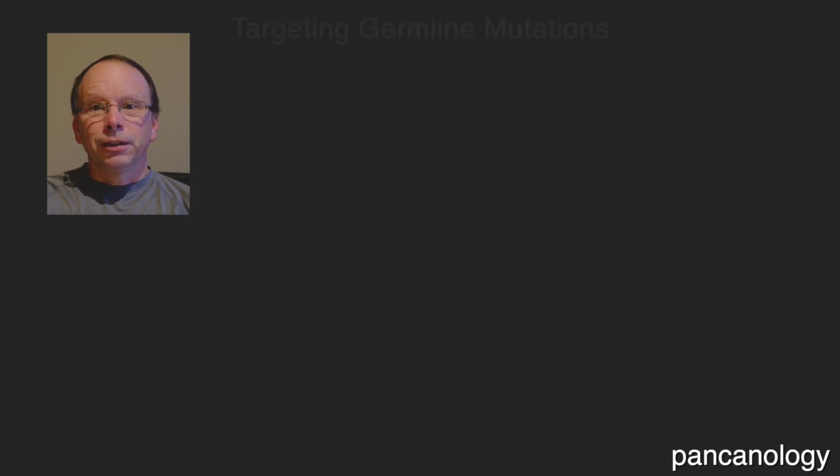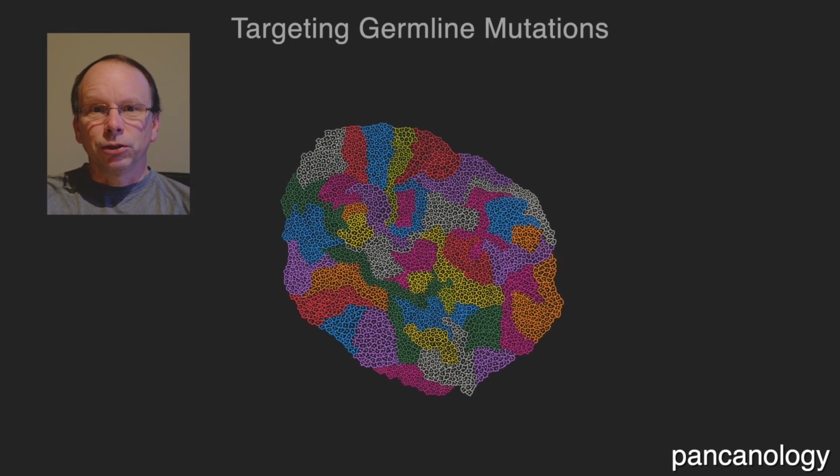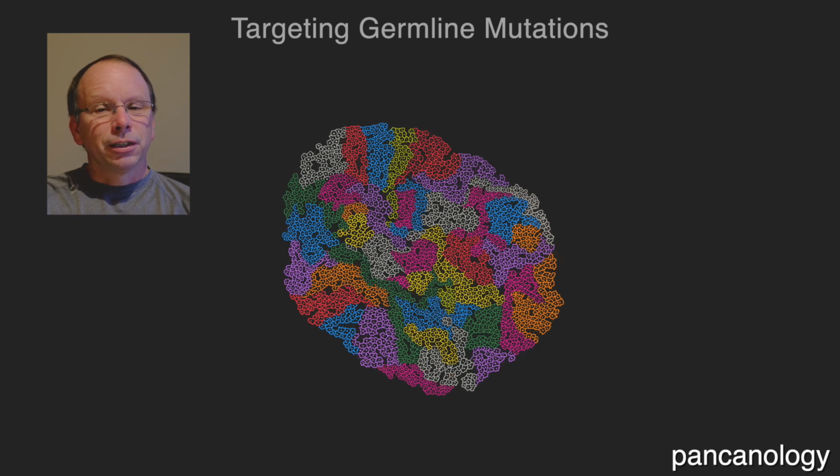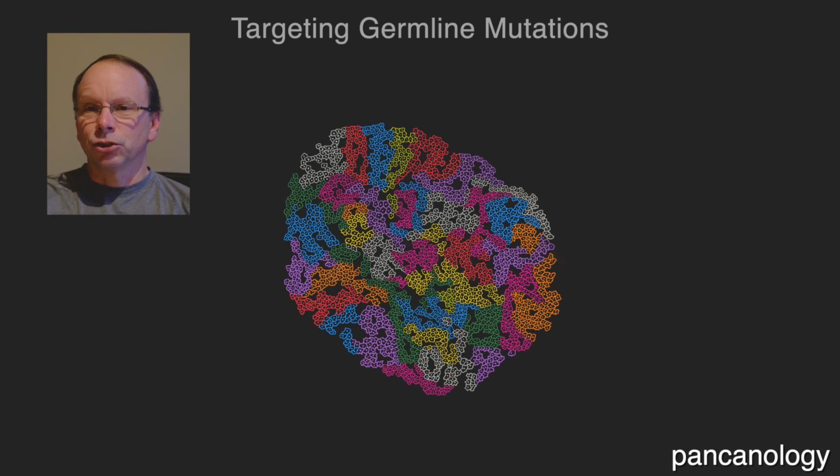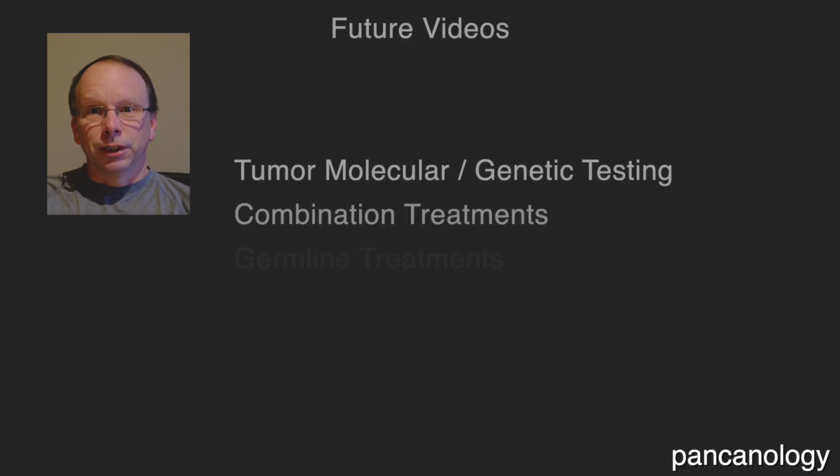Or what if you could find a fundamental characteristic that all the tumor cells shared that we had a treatment for? This is the idea behind germline mutations such as BRCA1 or BRCA2 and platinum chemotherapies. I'll explore each of these ideas in future animations.